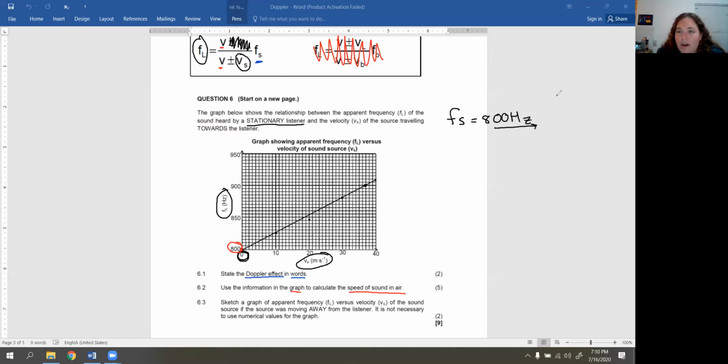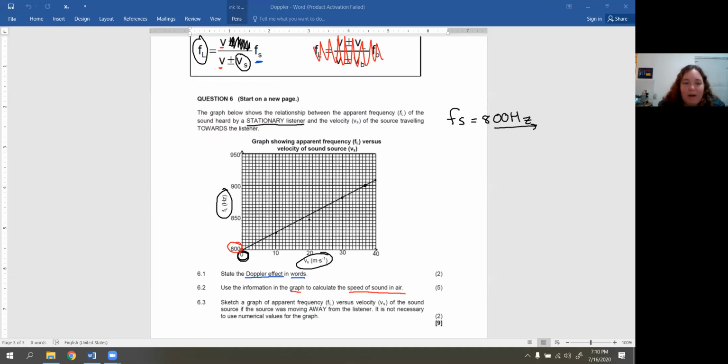Can I quickly ask, before we go any further, who would have said the same answer? I'm just curious to see who'd have seen the 800 hertz and who would have been lost for the rest of the question. I think most of you would probably be lost for the rest of the question. So well done if you saw that.